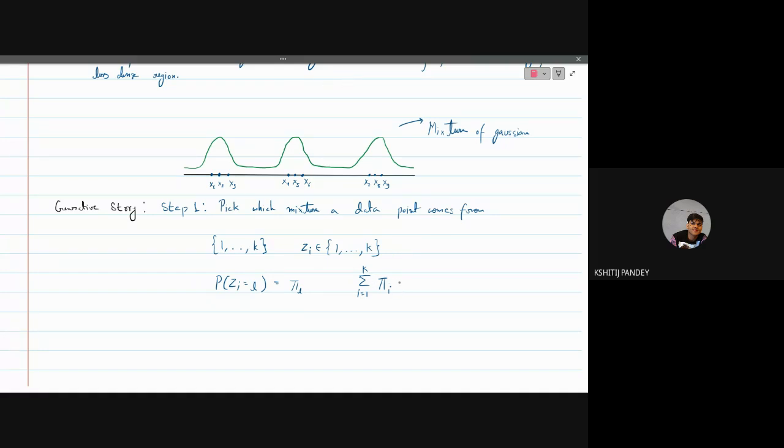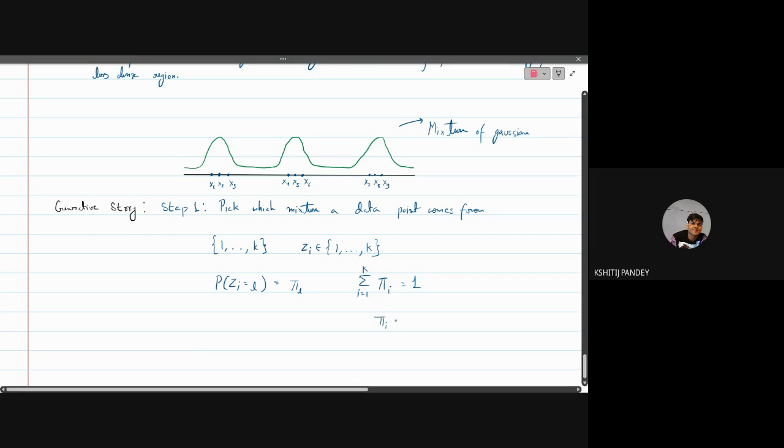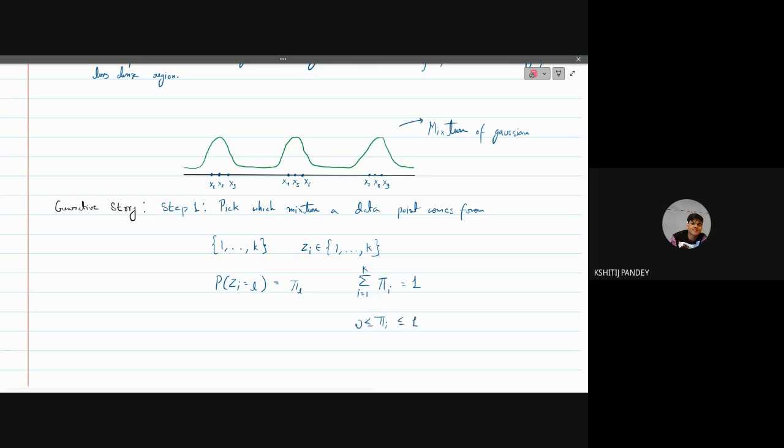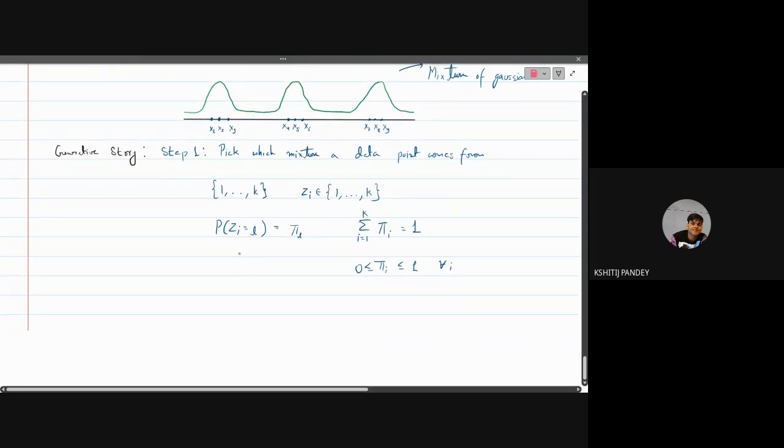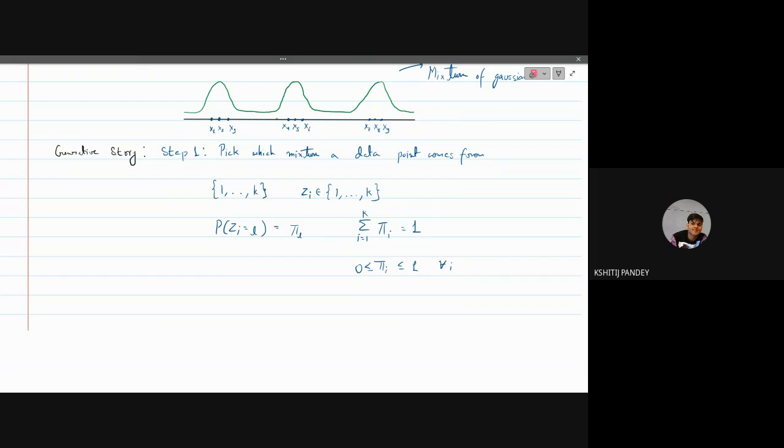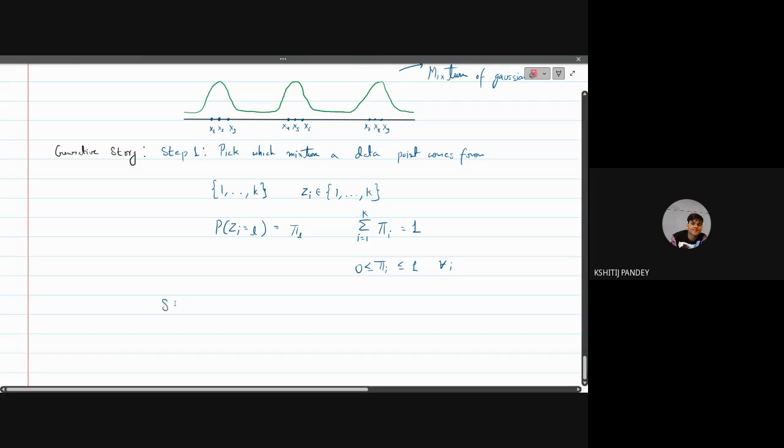So the sum of all that will be equal to 1, and each pi value will be between 0 and 1, and this is true for all i's. And after you have chosen the mixture which is generating this data, then simply you generate the data as per the normal distribution.